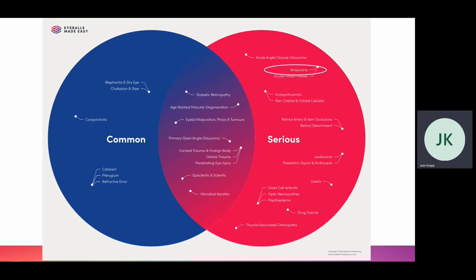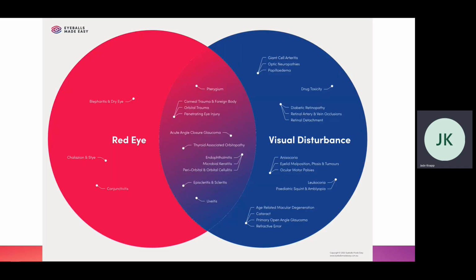There's anisocoria, that's where it fits in. It's potentially serious. Often it's not, but anisocoria can mean brain tumour, so it goes in the serious bucket. And I've put it next to ocular motor palsies because it can involve nerves. It does involve nerves. Nerves that supply the iris, which is why it's there.